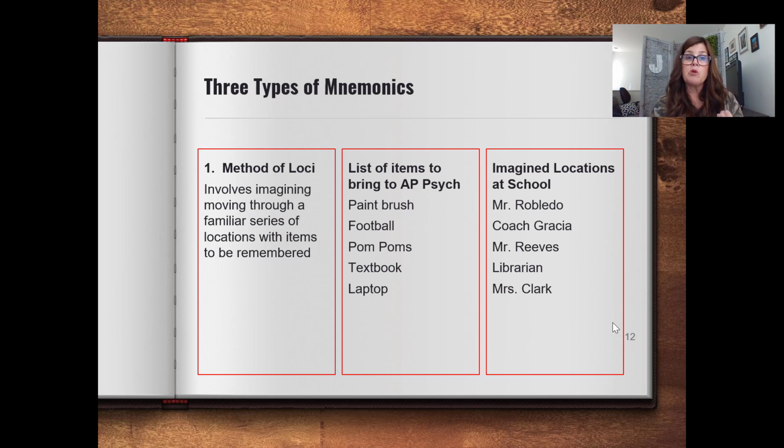So again, this is an appropriate mnemonic for certain things, maybe not for others. And it helps some people and it doesn't do anything for other people. But it is an important type of mnemonic that you do need to be aware of. So the method of loci.